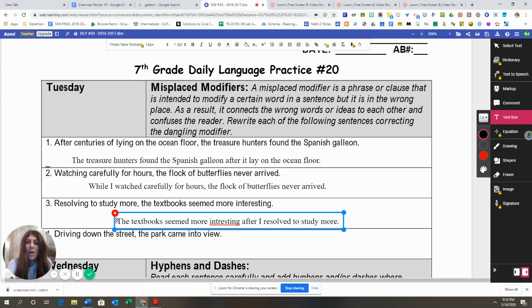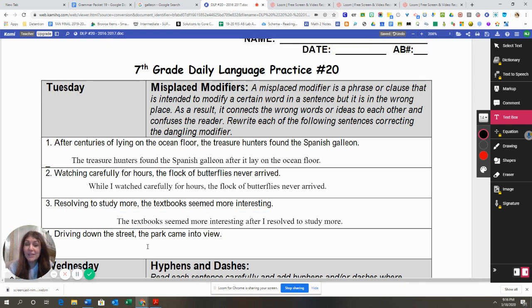Okay, so our misplaced modifier is a phrase or clause that is intended to modify a certain word in a sentence, but it is in the wrong place. So resolving to study more, I didn't even use the modifier I, so it's not even in there. So I added it.